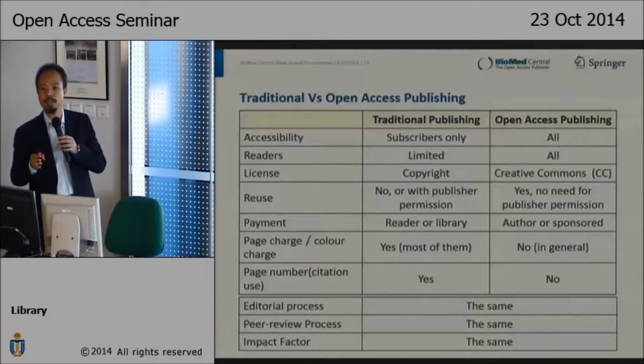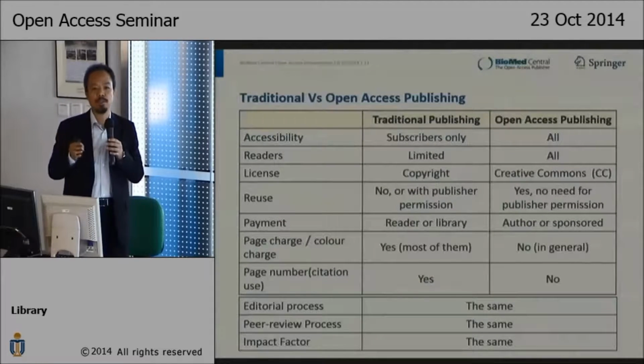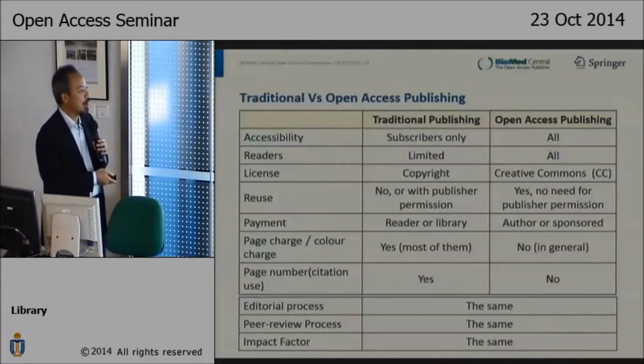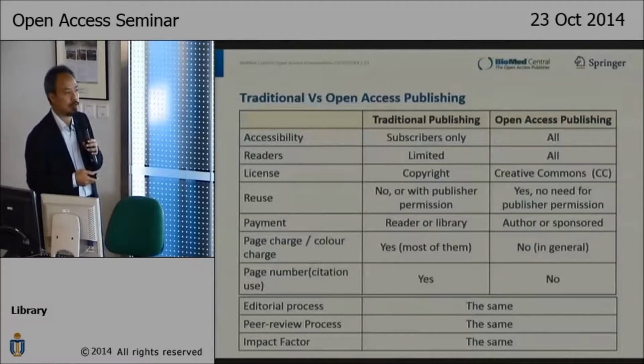Some of the societies may use their membership fee or whatever. They will sponsor their members to publish their articles in open access journals. So that's why we see a sponsor. And in general, traditional publishing has a page charge and a color charge. In open access, basically there are no such charges.